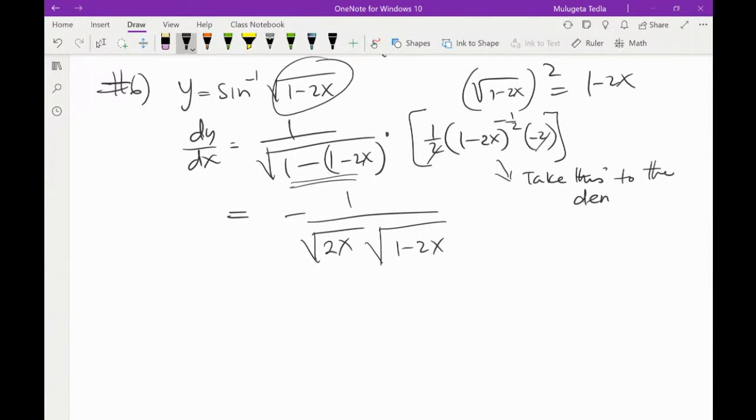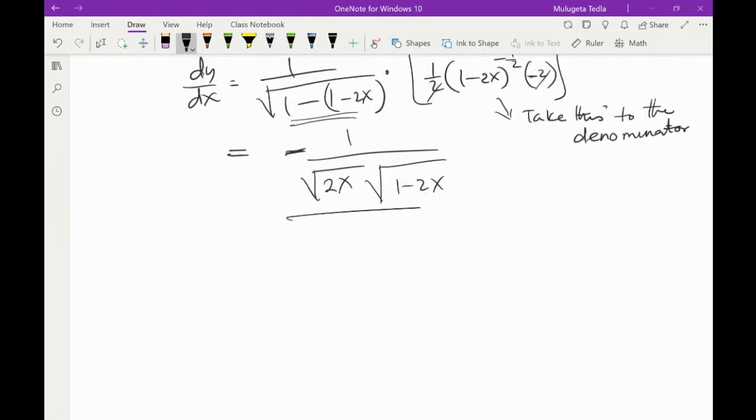Change the exponent sign so it becomes positive. So when you get 1 minus 2x to the positive half, that's the square root. Actually, the 2's cancel. This minus is taken care of. I brought it up here. So that's what it is. That is the answer.